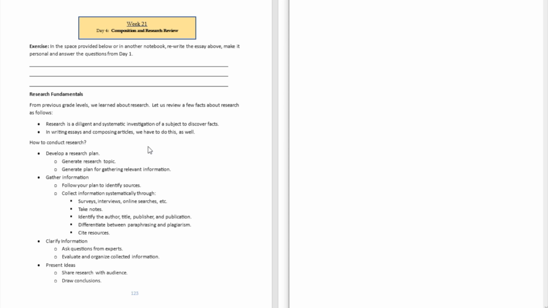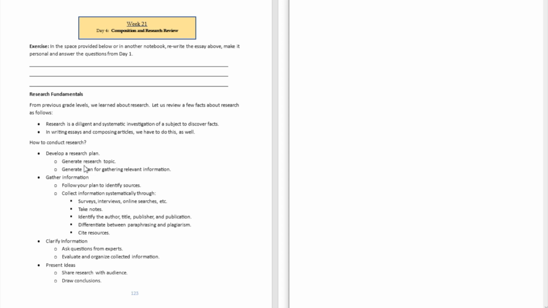So the question then is, how do we conduct research? These are going to be the guidelines, and they will help you to do any kind of research you may want to do. Number 1, develop a research plan. Number 2, gather information. Number 3, clarify information. And number 4, present your ideas. These are the 4 major categories of actions that you are going to be doing when you want to conduct research.